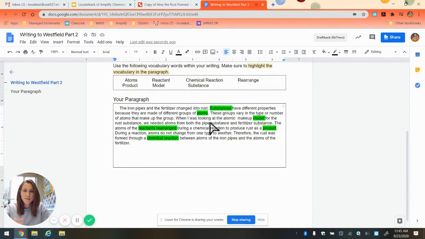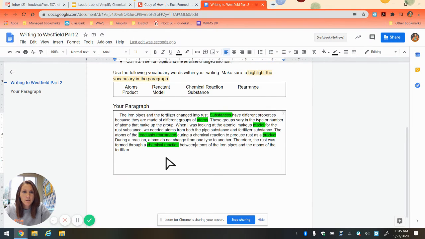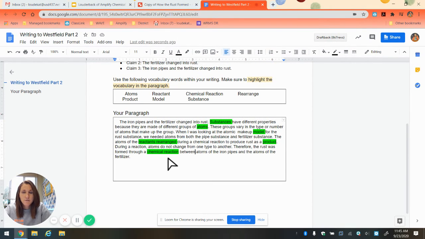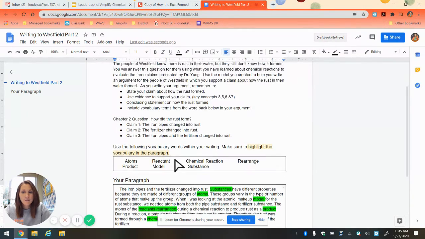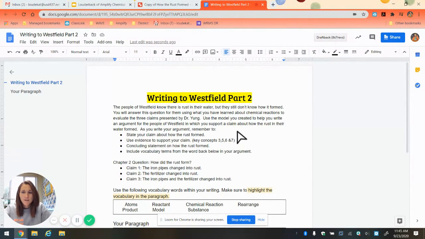So once I feel like this is a nice polished piece, good to go, because this is worth an assessment point, and then we take all these paragraphs to write one big final letter to the people of Westfield, I want to make sure everything is perfect so that it'll be easier when I do my final writing piece. So once I feel like this is a good paragraph, all I have to do is click submit, and we're all set. So hopefully that's a nice little easy way to double check your work and to make sure you have everything you need for your paragraph.